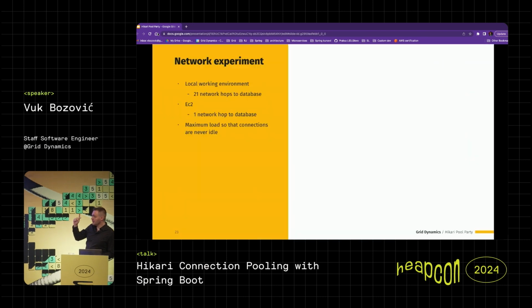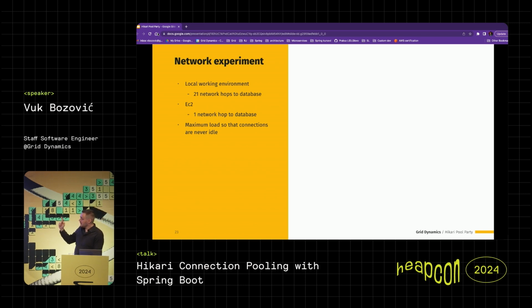And that has to do with network. So I ran an experiment where I had my JMeter run from my bedroom apartment, targeting an RDS instance in AWS somewhere in Indonesia, I think. It took 21 network hops to get to the database. The second experiment was me starting an EC2 container in the same zone on AWS, which only had one network hop to the database. AWS isn't lying when they're organizing your resources into network groups.